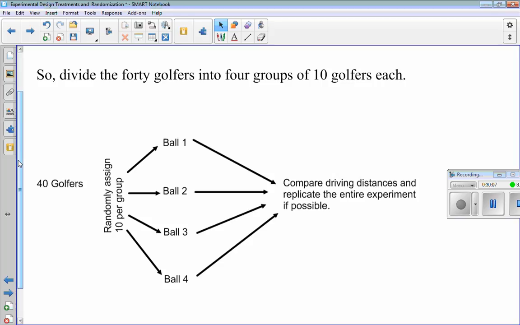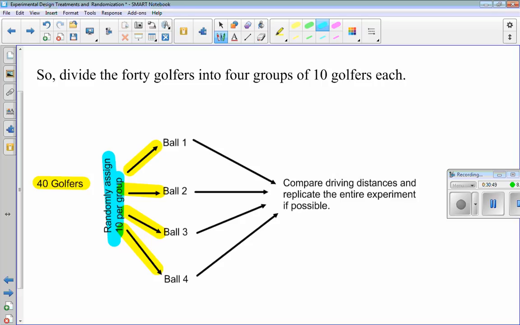Would you agree? So I'm going to take my 40 golfers, which I have here, and I'm going to divide them into the 4 different treatment groups. But what should I be careful about? Because those are 4 treatment groups, and you always told me randomization is key. So what's going to be really important is that you randomly assign which golfer gets what ball. Okay? Can you give me an example of how we could do that? Sam. Who just kind of walks in the room?